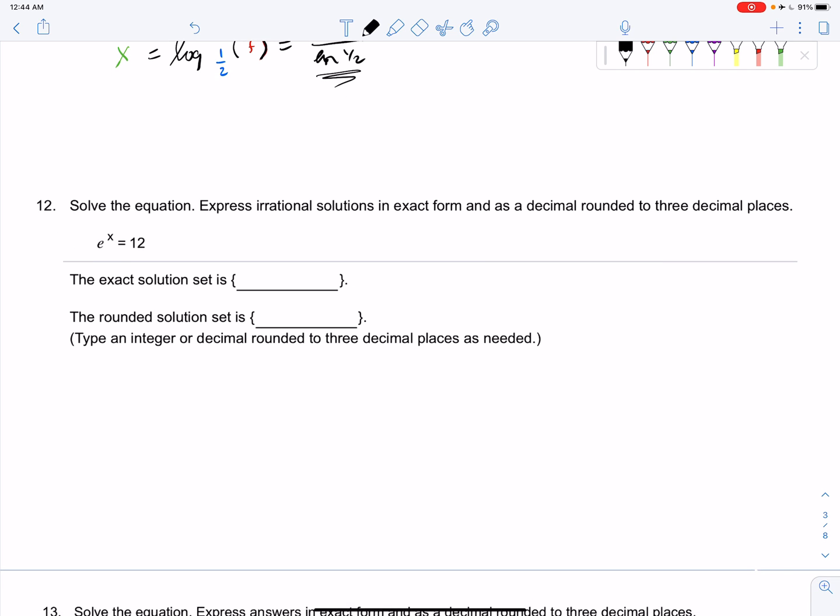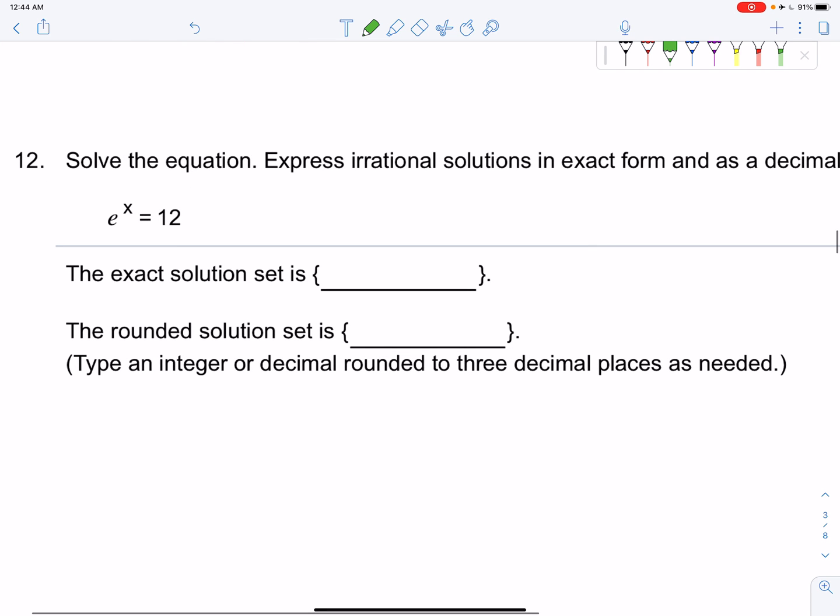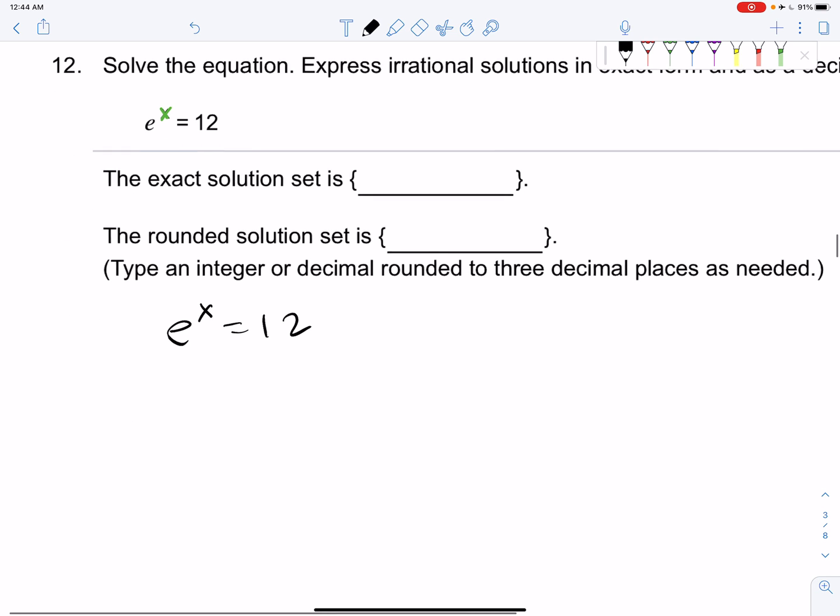Now, next one, solve the equation. Okay, so now we have e to the x. It's still going to be a great candidate for using a log because the variable I'm trying to solve is up there in the exponential position. So let's rewrite it down here. Now let's just use the definition of log.